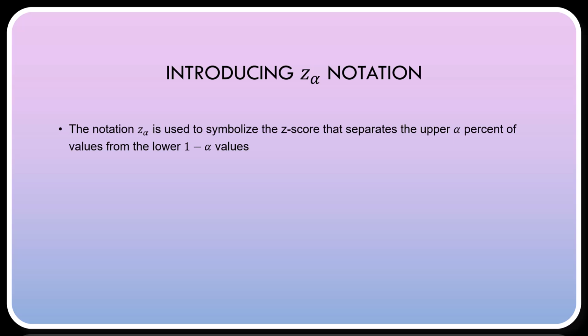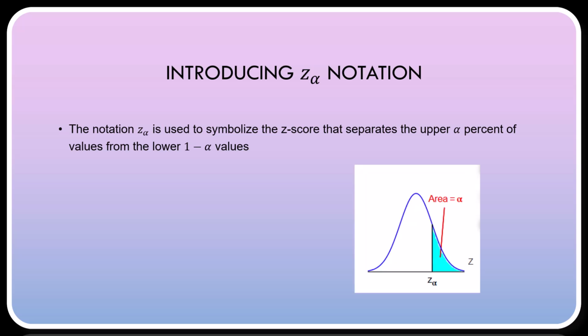The notation Z sub alpha, or Z alpha, is used to symbolize the Z-score that separates the upper alpha percent of values from the lower 1 minus alpha values. So here's a picture of the normal curve. We are cutting this normal curve into two pieces. The area to the right of this z-score, which we don't know, we just know the area to the right of it is alpha.